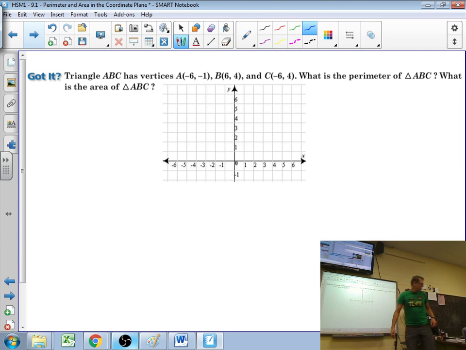So try this on your own. You want to put all these points onto your coordinate plane and then figure out those distances and figure out, do I have a perpendicular meeting of two sides, or do I have to do something else? So -6, -1, there's my A point. +6, +4.